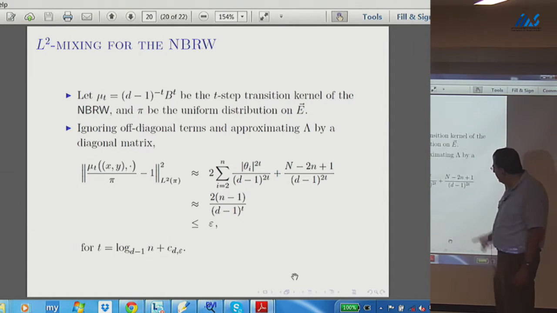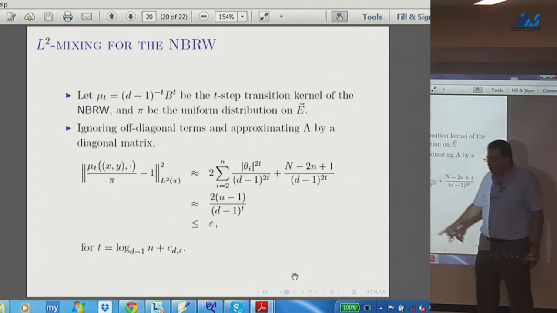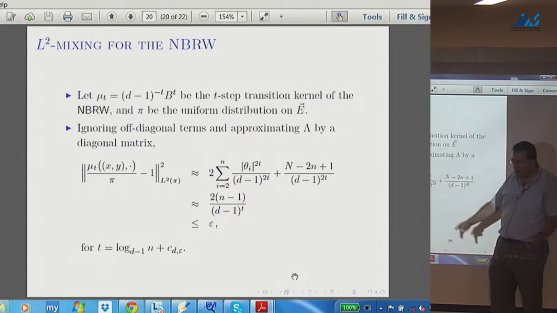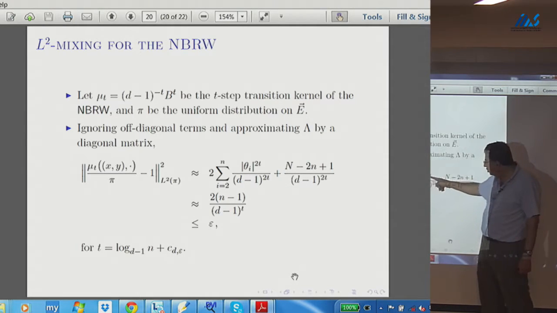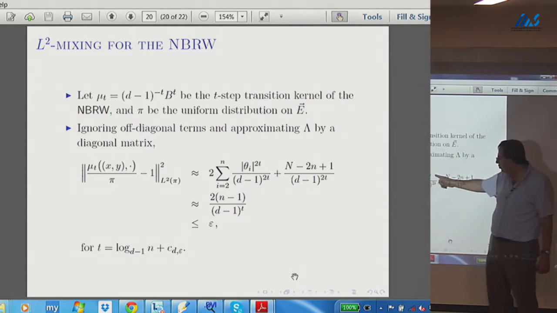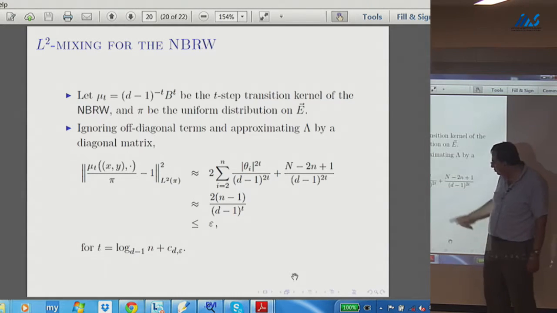And again, this approximately equal is because I'm ignoring the off-diagonal terms and just writing the contribution of the diagonal terms. These plus-minus terms are the nuisance terms. There are a lot of them, but they still matter little at this time, so it turns out you can ignore them. And these are the important terms. Each one is of size root d minus 1. So when you take it to the power 2t, this will be d minus 1 to the t.